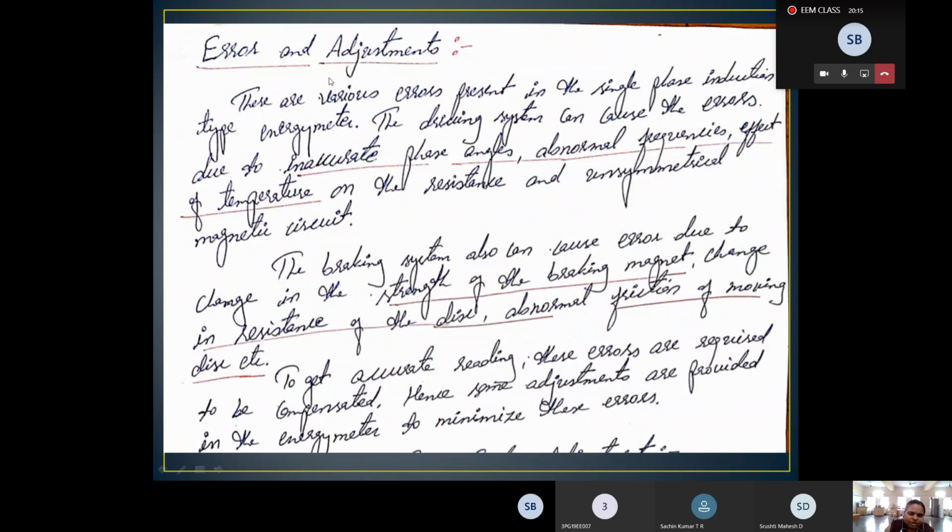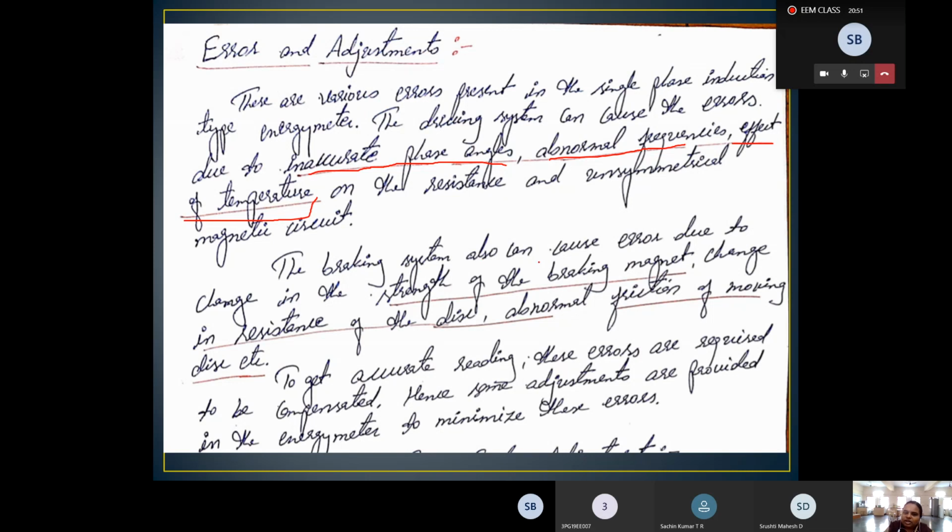When does the error occur in the energy meter? Mainly because of inaccurate phase angles, that is one point, and second, abnormal frequencies and the effect of temperatures. These are the common errors that occur. Due to these factors, errors occur. Along with this, there is one more error in terms of the braking system.